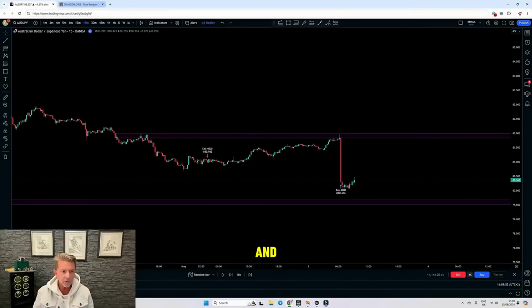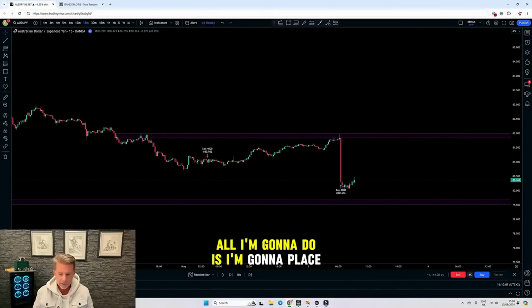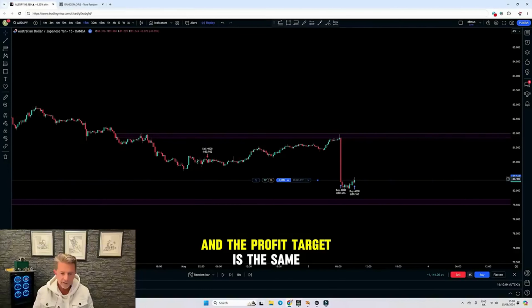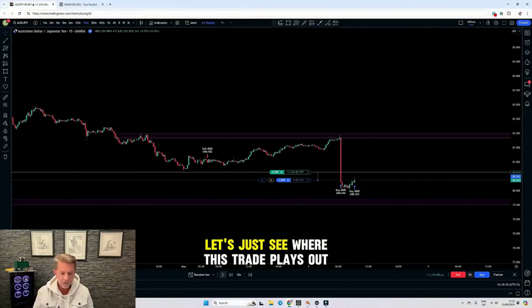So I'm going to go back to random.org and I'm going to go for trade number 2. So let's generate a trade direction. This trade direction is going to be long. So all I'm going to do is I'm going to place a long trade, and the profit target is the same. I'm going to be going for roughly $1,000, there or thereabouts. So let's just see where this trade plays out.